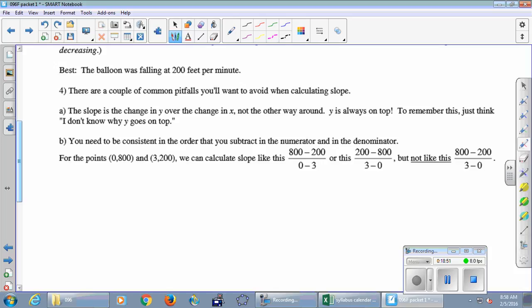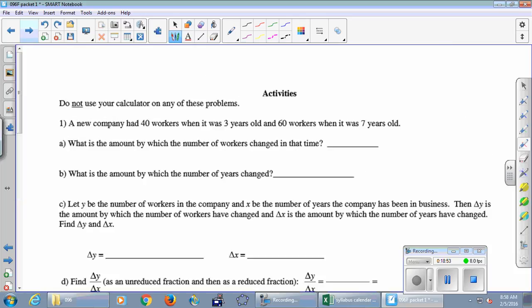Okay, the activity starts on the next page. And I will walk around and help. Again, a reminder, you are not using your calculator on any of these problems.